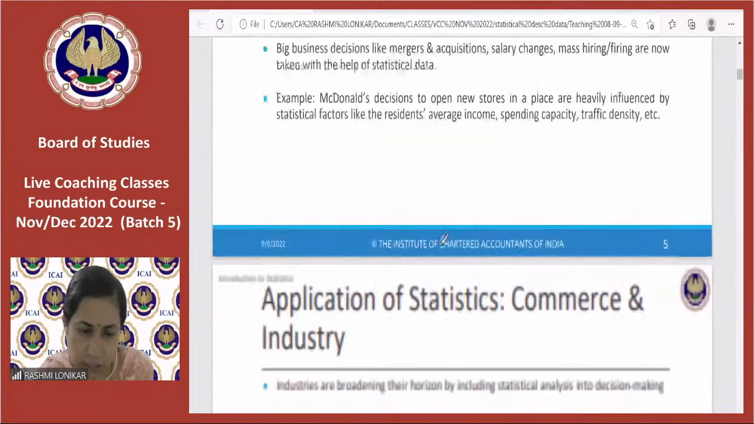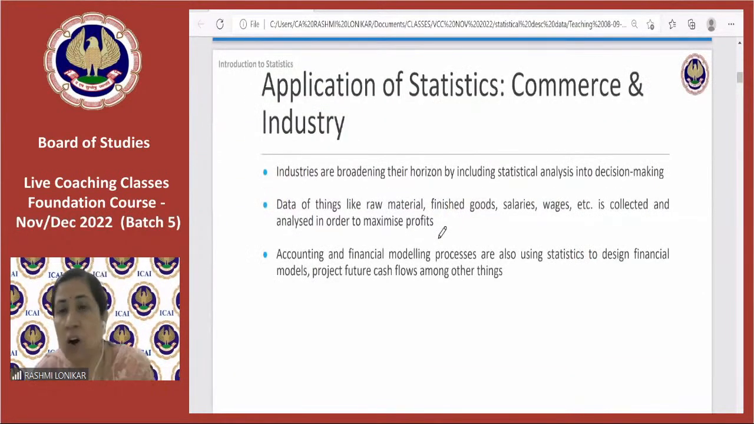Then in commerce and industry, what is the application of statistics? Same thing, it extends to making decisions. What can be the tax structure, what tax is okay for that industry segment, all those things are decided. And when we are talking about financial stability, we are talking about cash flows. All this is information that is put in a statistical form.